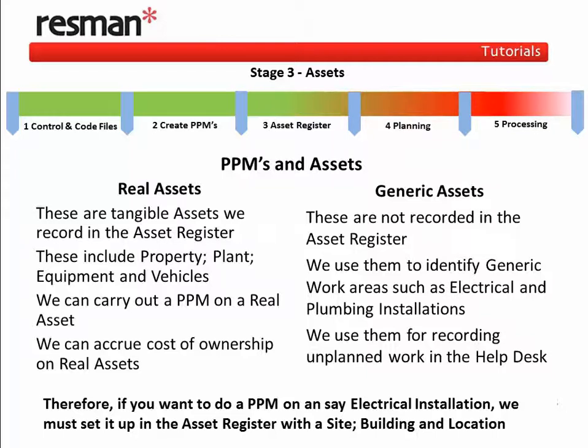However, when we refer to PPMs, we carry out PPMs on real tangible assets, for example medical devices, plant, equipment, buildings, vehicles, etc. And we suggest that you view the help tutorial on generic assets before you start setting up your PPMs. Just to summarize again at this point, we only carry out PPMs on real assets. So if you wanted to carry out a PPM on, say, electrical installation, you would need to create that in the asset register, so an asset of electrical installation with its unique location and an asset ID.